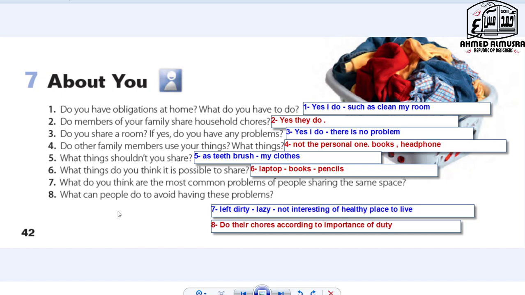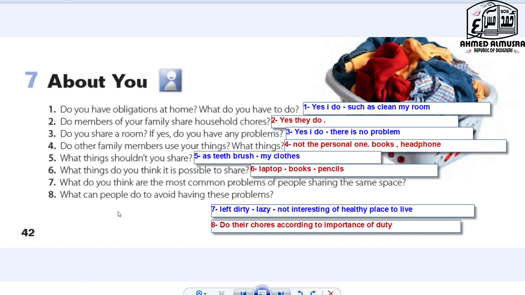Number three, do you share a room? If yes, do you have any problems? Yes, I do. There is no problem. Okay, number four. Do other family members use your things? What things? Not the personal ones. Maybe in general, books and headphones. Maybe.